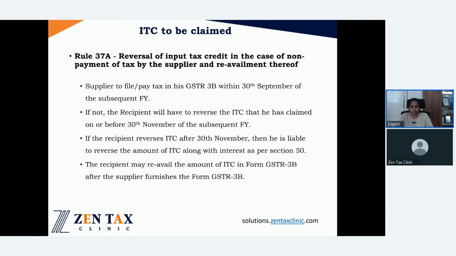Now, let's say the reversal has been done, but when can they re-avail the ITC? As and when the supplier furnishes the form GSTR 3B and declares such supplies, the recipient may re-avail the amount of ITC. So this is all about ITC which was left unclaimed, and what you are supposed to do before 30th November. The next thing to be kept in mind is the electronic credit reversal and reclaimed statement.